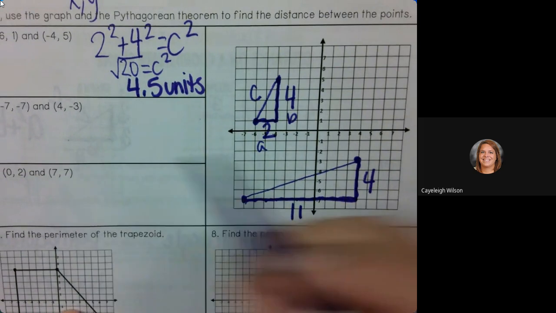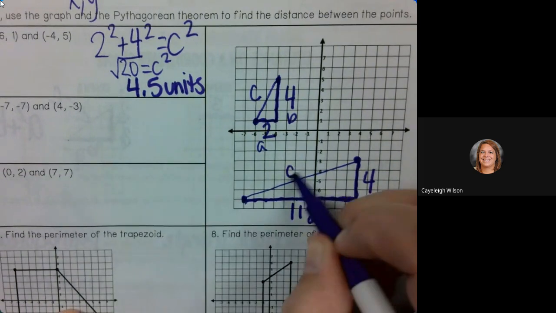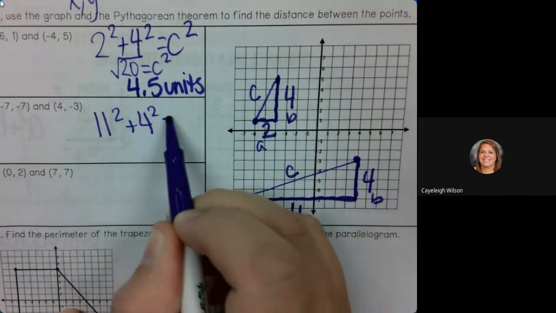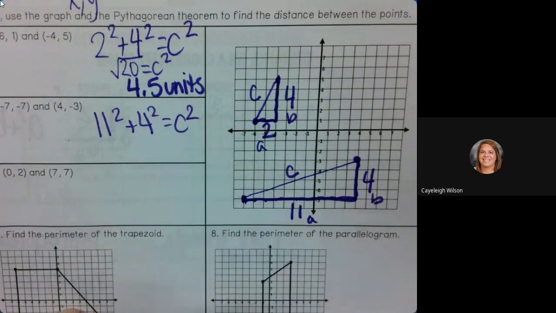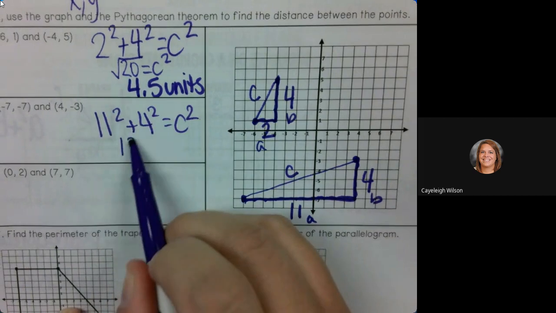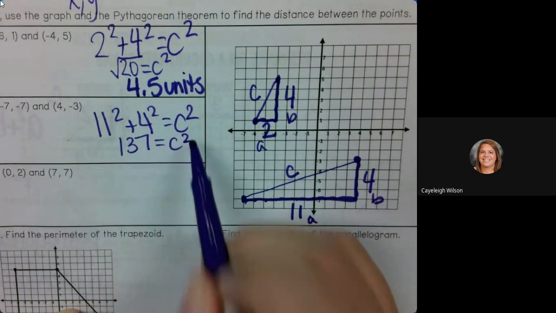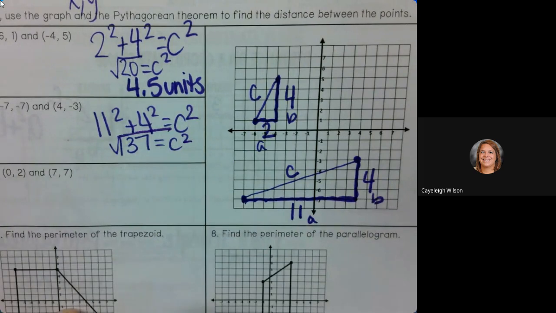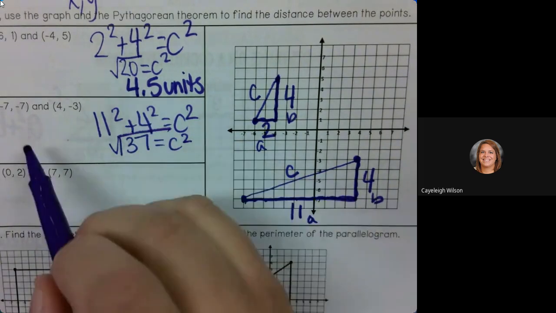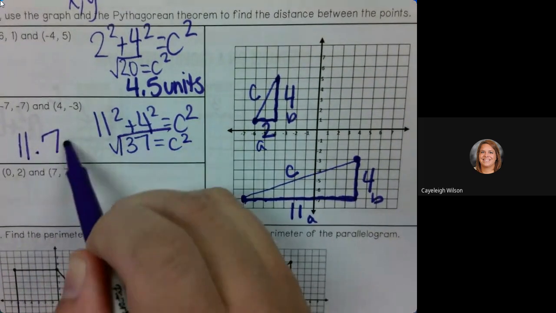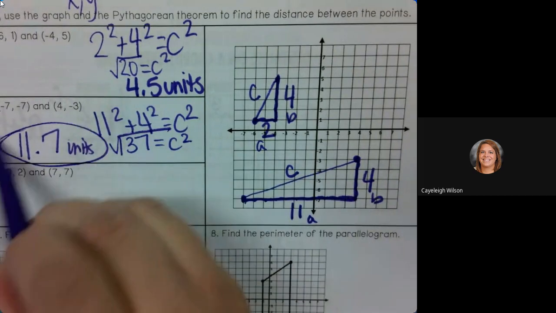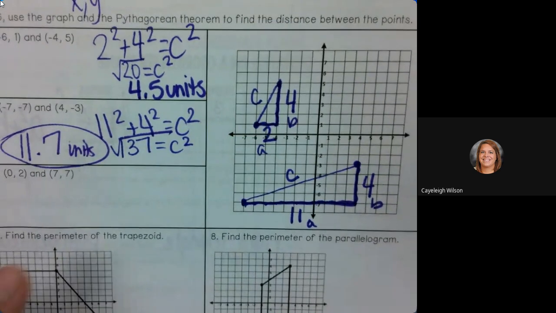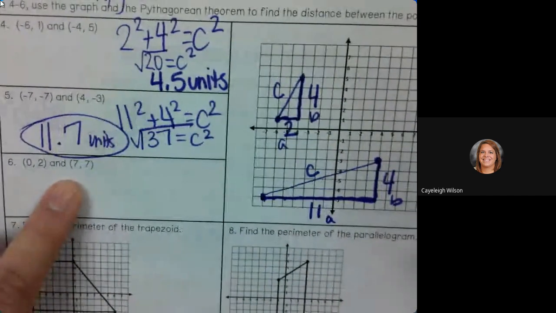So I'll do A and B, find my C. So 11 squared plus 4 squared equals C squared. So it's 121 plus 16. So it's 137 equals C squared. And then I'll square root that. And one decimal place will round me to 11.7, and that's units. All right, go ahead and pause the video now and do number 6.